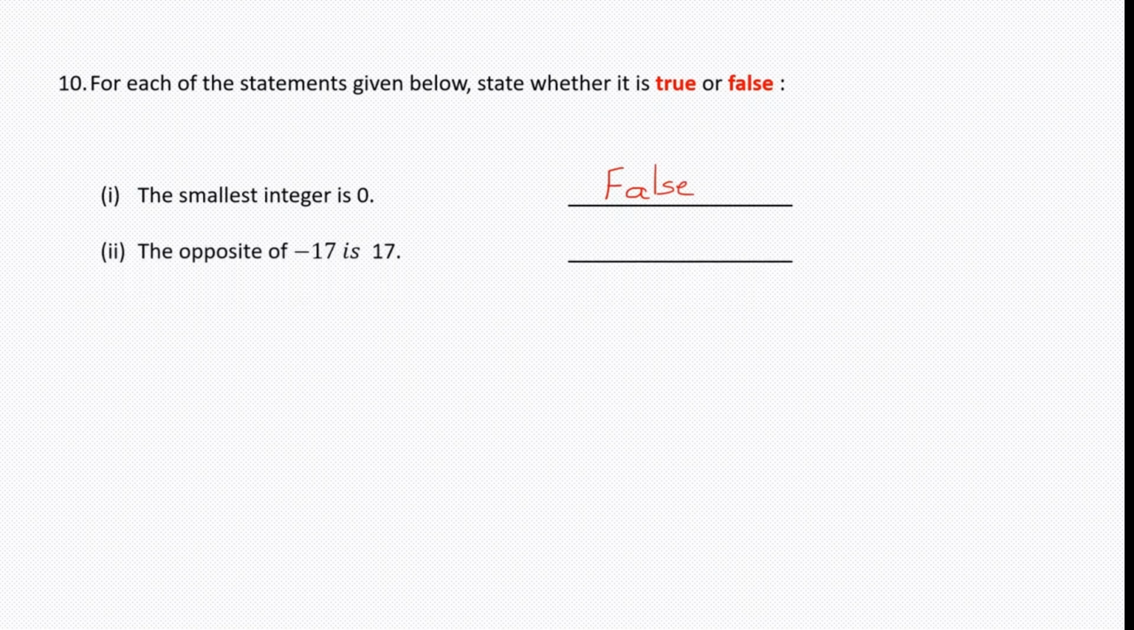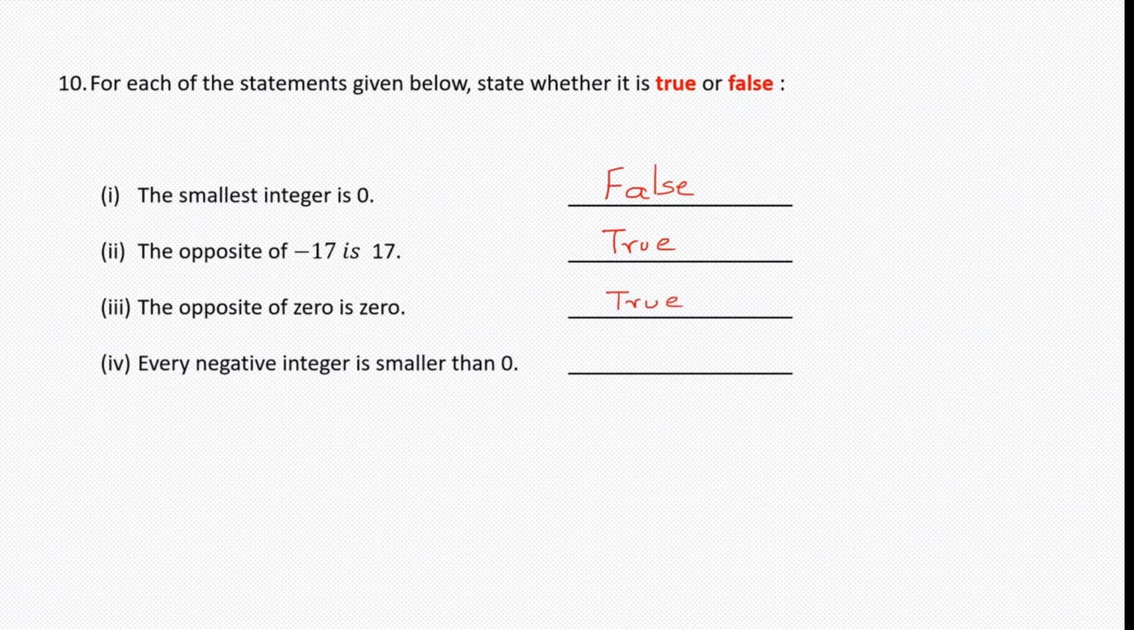The opposite of minus 17 is 17. That's true. The opposite of 0 is 0. Yes, 0 is neither negative nor positive, isn't it? So the opposite of 0 will always be 0.